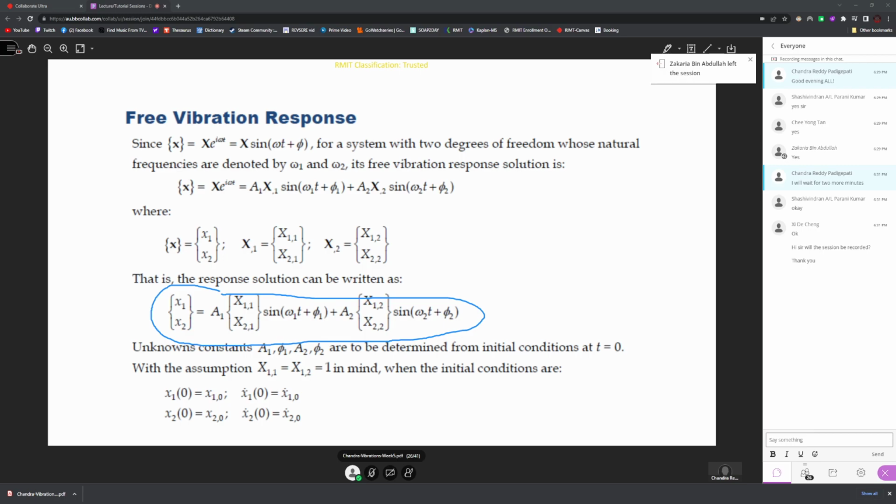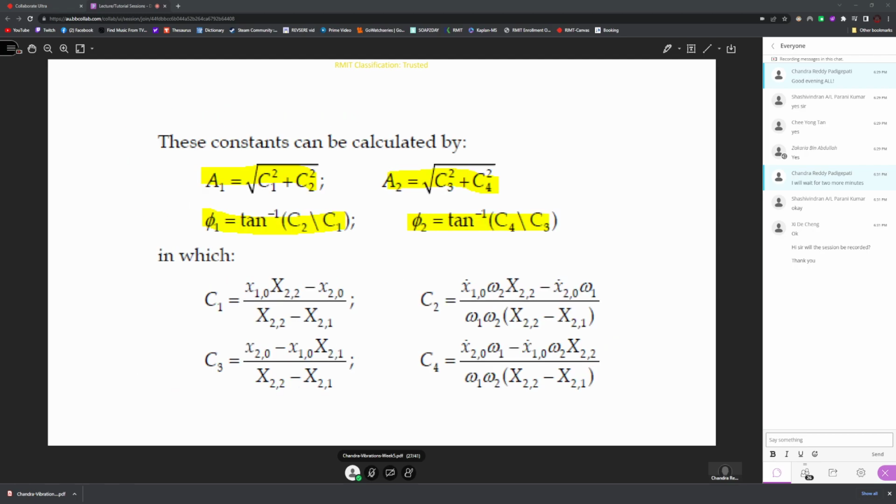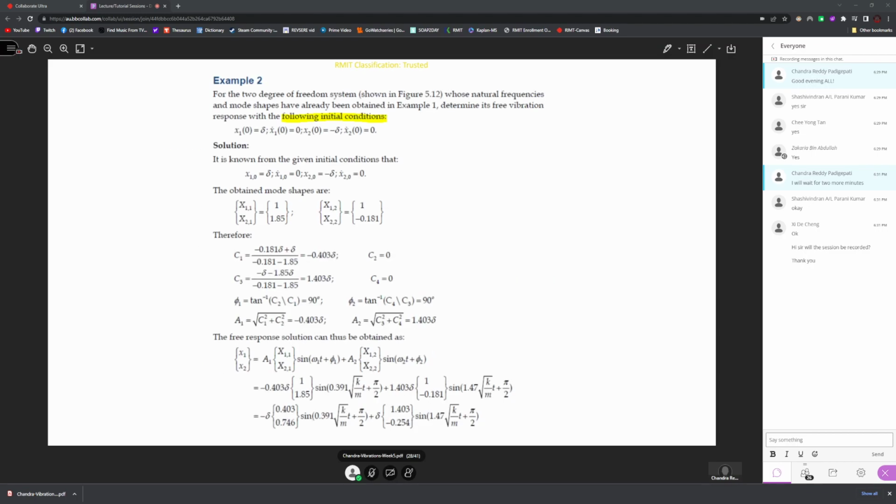So you're solving A1, phi1, A2, and phi2. Replace those values in this equation and that will be the response of your system. Okay, the 2-degree system with a mass and stiffness constant, a free vibration. To calculate A1, omega 1, A2, omega 2, you need to know the initial conditions. Once you know the initial conditions, you can use these expressions and get the response of the system.